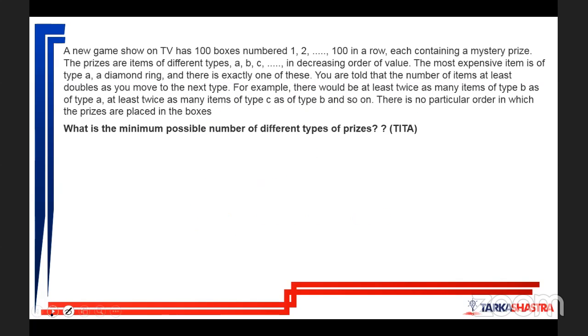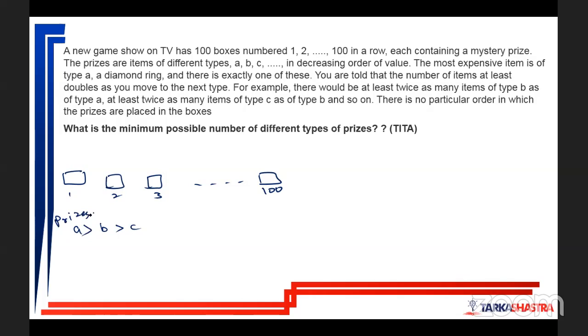The question says: a new game show on TV has 100 boxes numbered 1 to 100 in a row, each containing a mystery prize. The prizes are items of different types A, B, C. So we have boxes 1, 2, 3 up to 100, and there are certain prizes in it, A, B, C, in decreasing order of value. So A is the highest value, then B, then C.